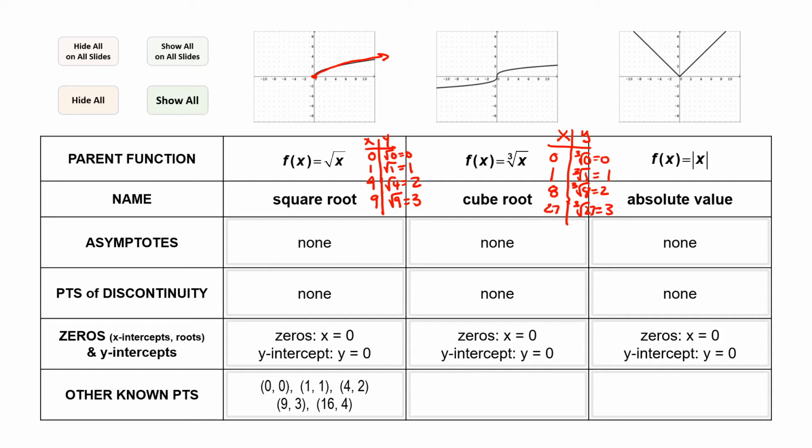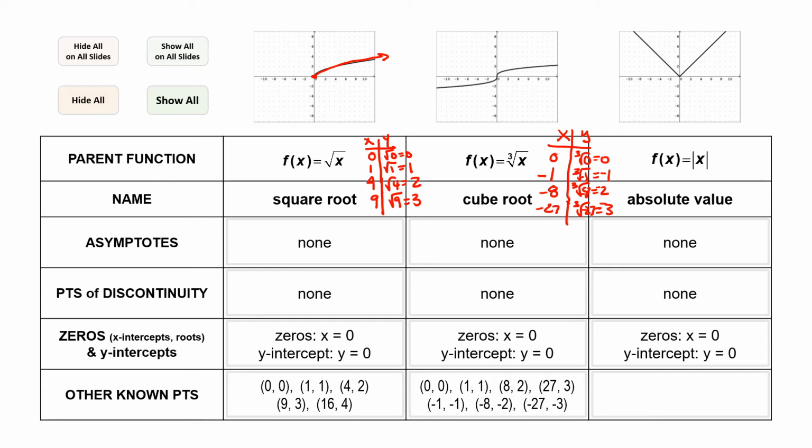Unlike square roots, you can also use negative numbers as well. So we could use negative 1 and take the cube root of negative 1 and get negative 1. We could take the cube root of negative 8 and come up with negative 2. We can take the cube root of negative 27 and come up with negative 3. And that's how we get those particular points as well.